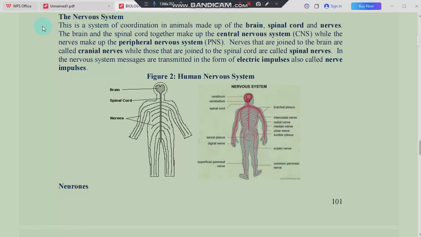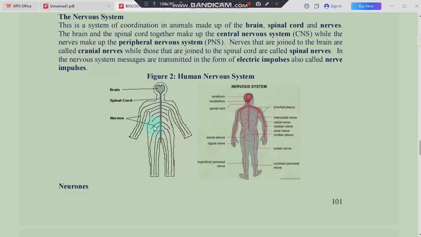So, today in biology, I want us to talk about the nervous system. This nervous system is simply a system of coordination in animals, and it is made up of the brain, the spinal cord, and the nerves. Whenever we deal with the brain and the spinal cord, these two make up the central nervous system.